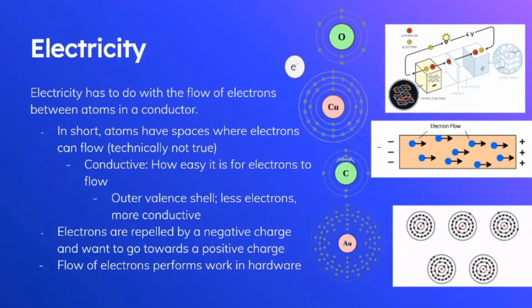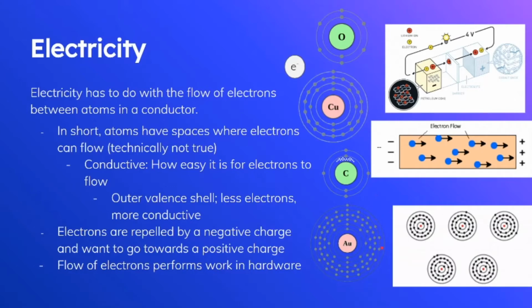Everything is made of matter, of these atoms. And in every atom, you have a nucleus, which inside of it has protons and neutrons. And then surrounding that nucleus are your electrons. So all those little gray dots you see right there are the electrons orbiting around our nucleus or atom. And in short, atoms have spaces where electrons can flow. You can see that there are different rings around these atoms, and the outermost ring is called the valence shell. And that valence shell can only hold up to 8 electrons.